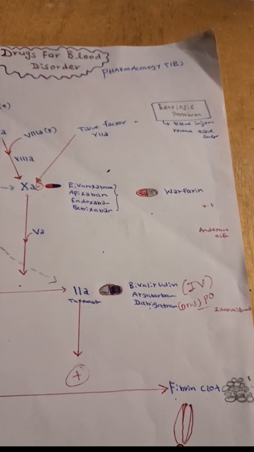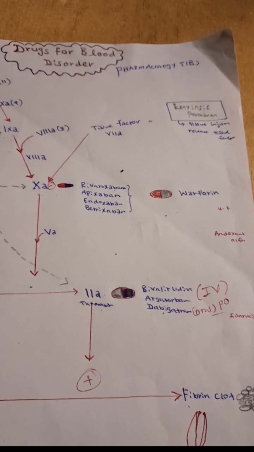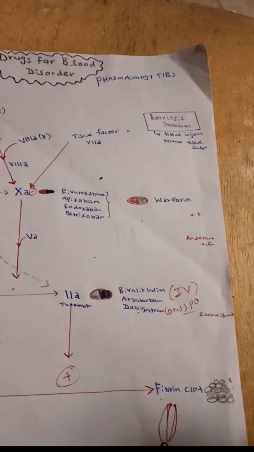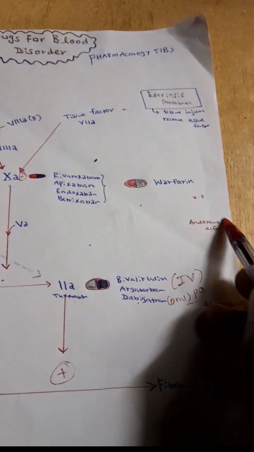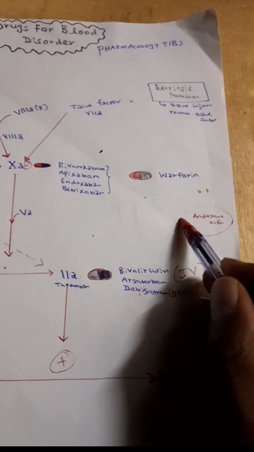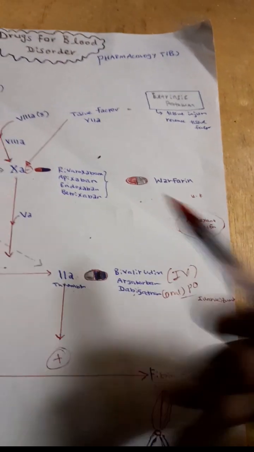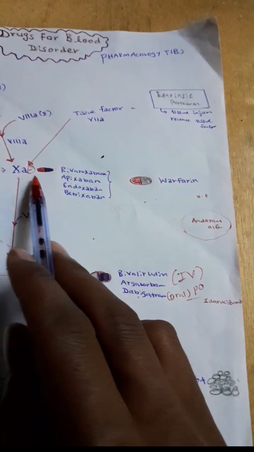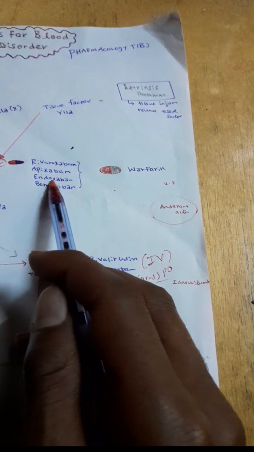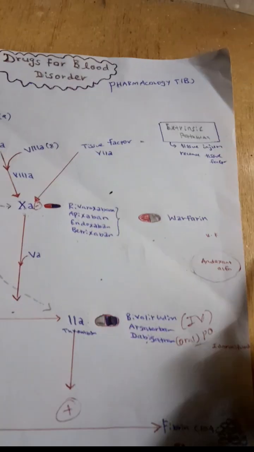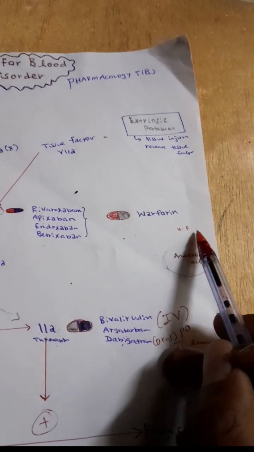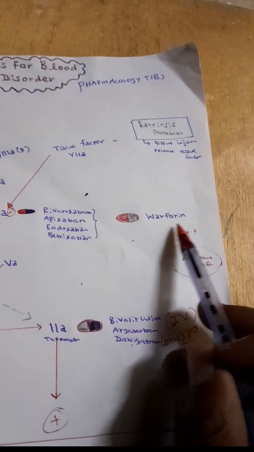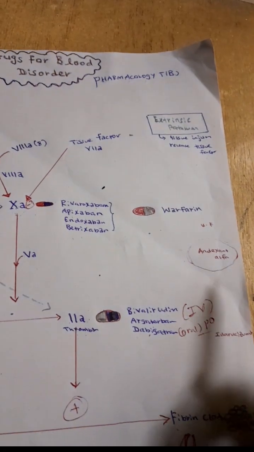Let's see the antidote for direct factor 10 inhibitors. The antidote for rivaroxaban, apixaban, edoxaban, and betrixaban is known as andexanet alfa. This medication overcomes the toxicity of the active factor 10 inhibitors. And for the antagonism of warfarin, we administer vitamin K, as vitamin K is the competitive antagonist for warfarin, and the two are similar in structure. So vitamin K is the antidote for warfarin.